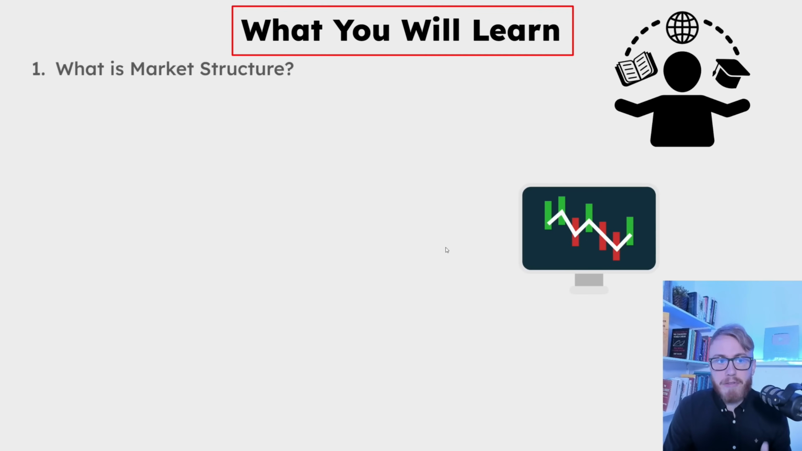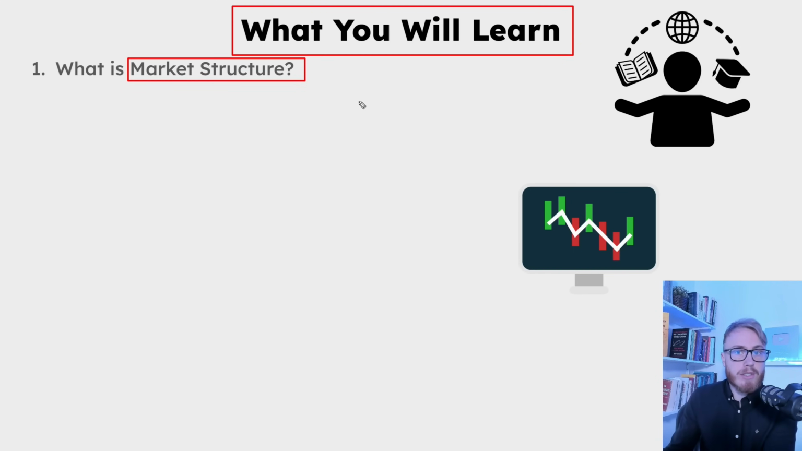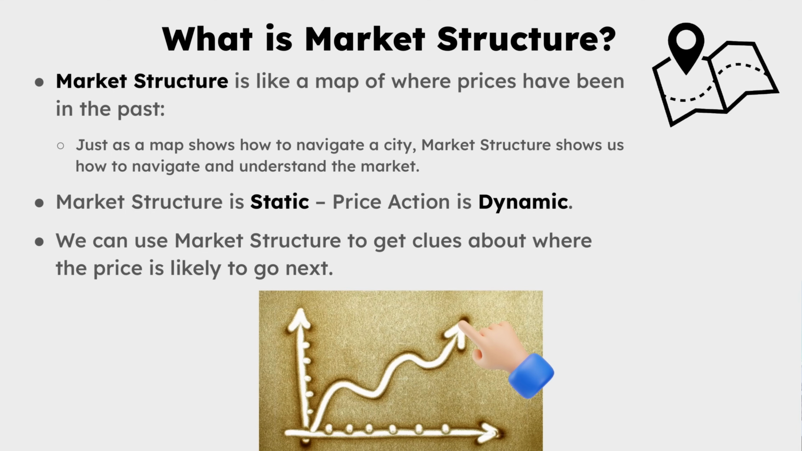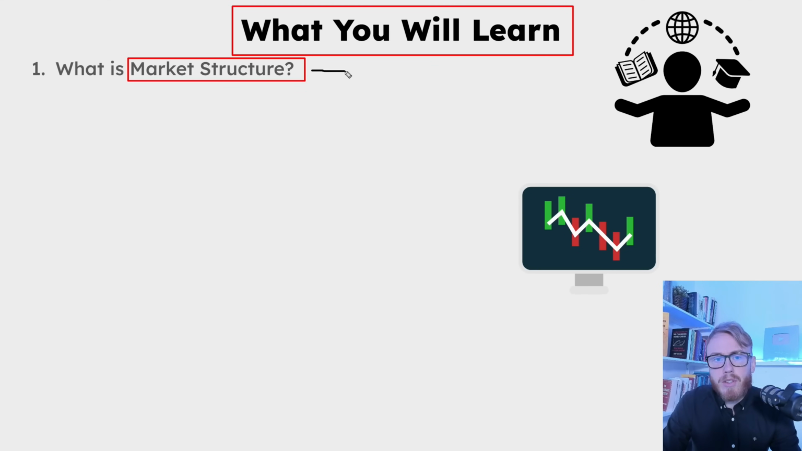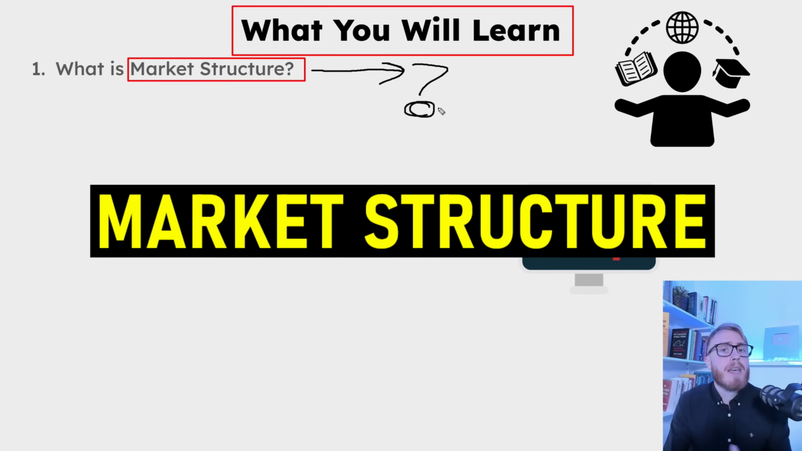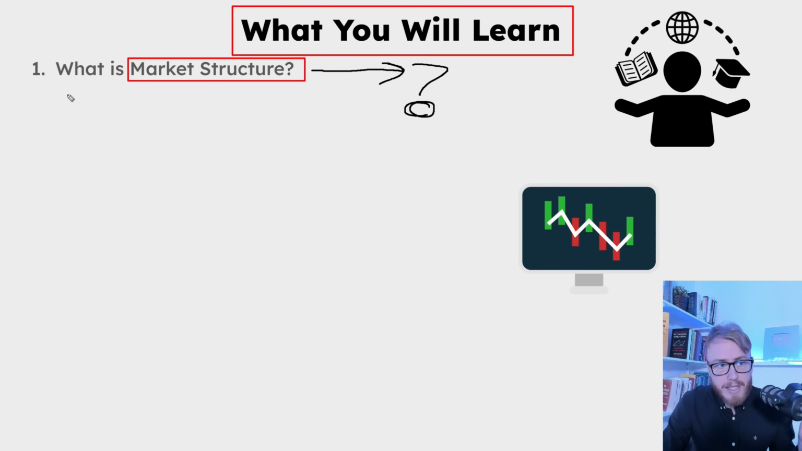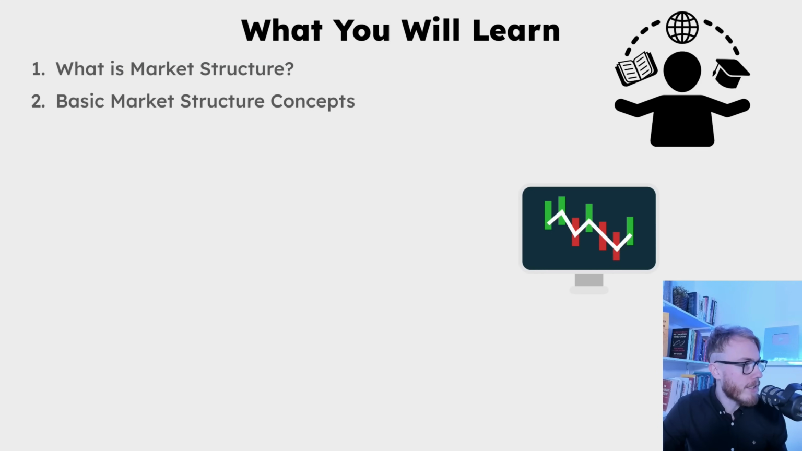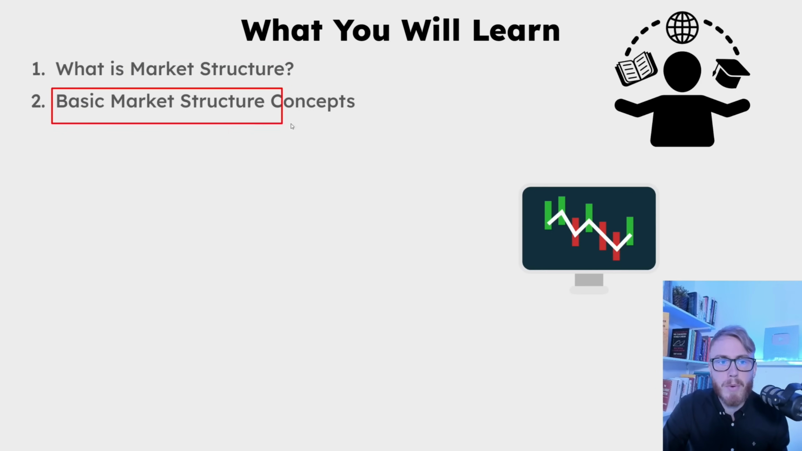And the very first thing we're going to take a look at is, of course, what is market structure? Because in order to trade market structure effectively, we need to know what it is in the first place. And when it comes to market structure, this is actually often a misunderstood concept. Many traders will confuse market structure with something called price action. So it's very important to not skip over chapter 1 here, unless you are certain that you really know what market structure is.